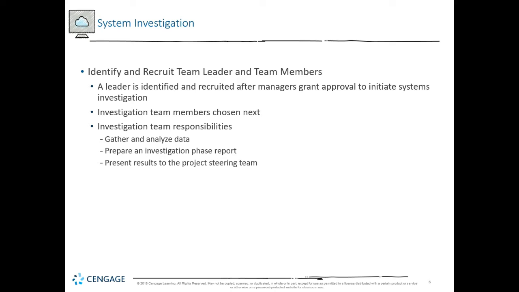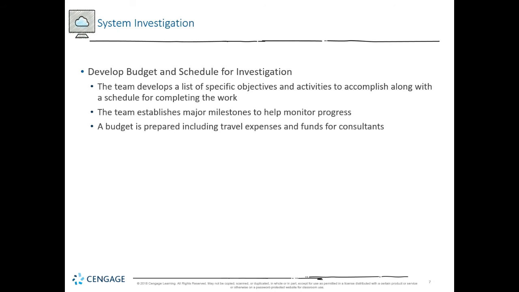System investigation: identify and recruit team leader and team members. A leader is identified and recruited after managers grant approval to initiate the systems investigation. Investigation team members are chosen next. Investigation team responsibilities: gather and analyze data, prepare an investigation phase report, and present results to the project steering team.